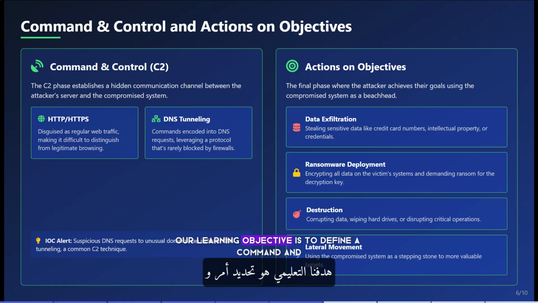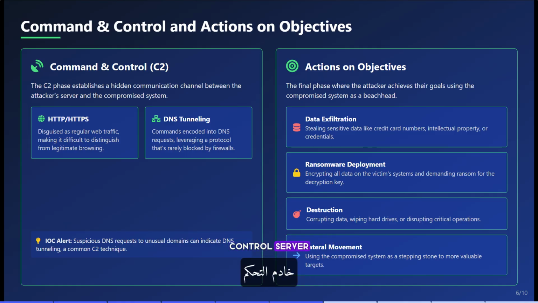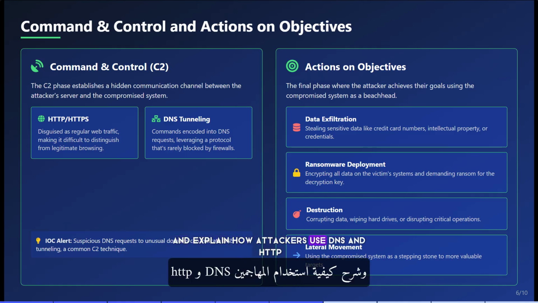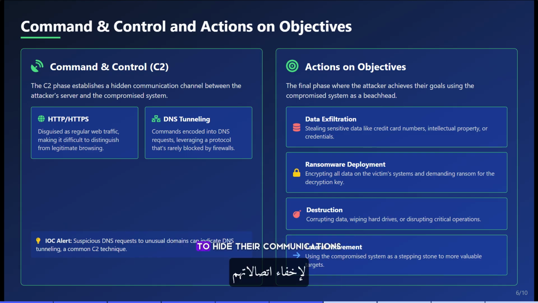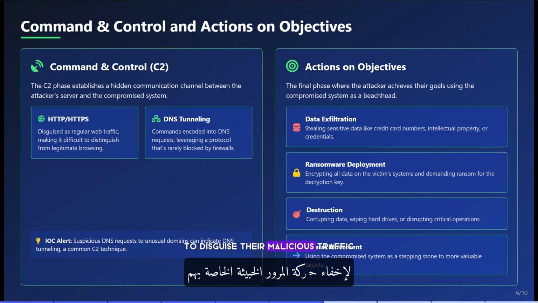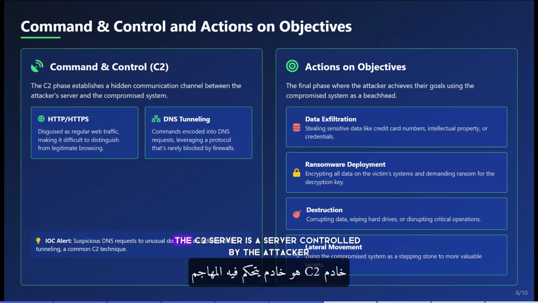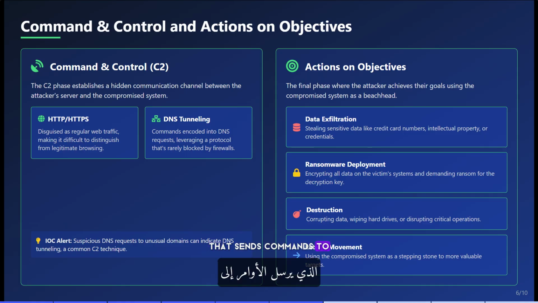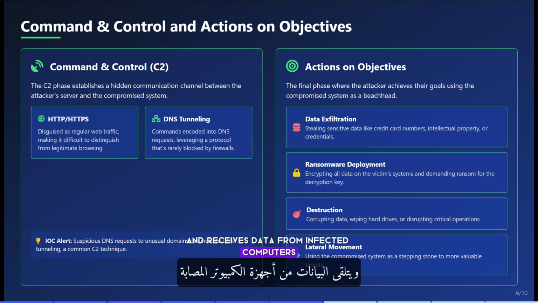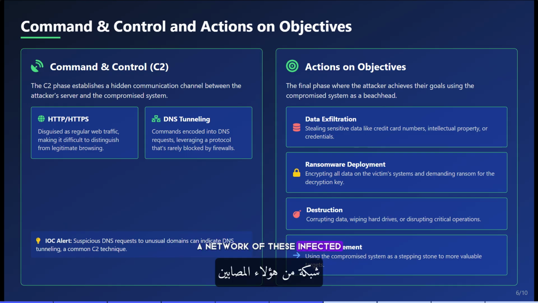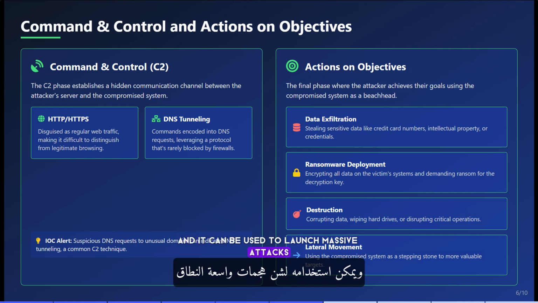Our learning objective is to define a command and control server and explain how attackers use DNS and HTTP to hide their communications. We'll analyze how they leverage common internet protocols to disguise their malicious traffic. Let's start with the C2 infrastructure. The C2 server is a server controlled by the attacker that sends commands to and receives data from infected computers. A network of these infected computers is called a botnet, and it can be used to launch massive attacks.